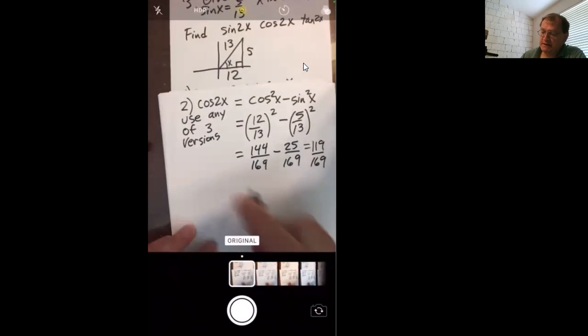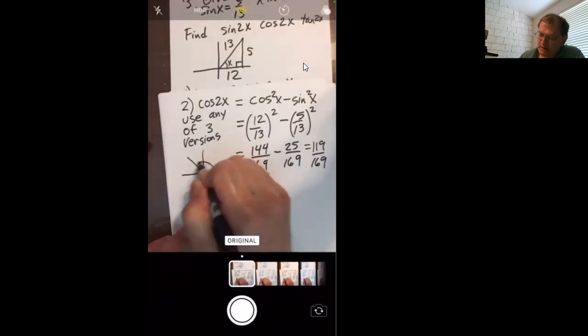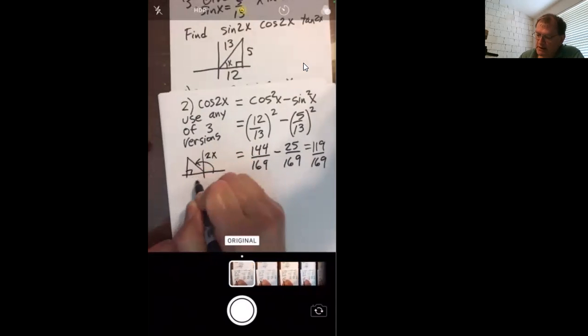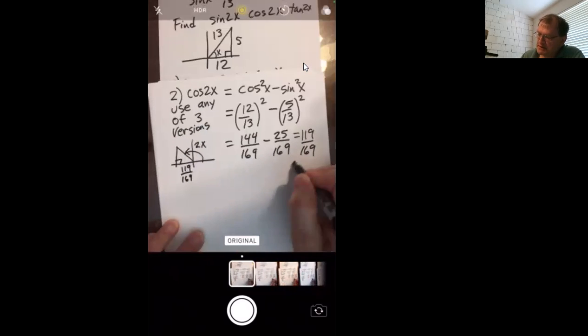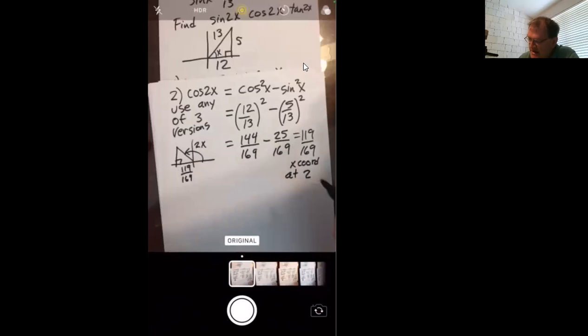And all it means is, again, double x, 2x, and your x coordinate is 119 over 169. It's your x coordinate at twice the angle, using the same letter for the angle as this, at 2 times the angle. Just write down words.